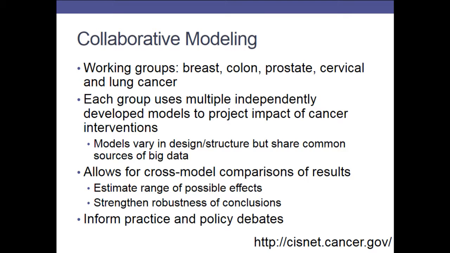The network includes working groups for each of the different cancer sites. So there's a breast group, colon, prostate, cervical, and lung. Within each group, there are multiple independently developed models that are designed to project the impact of cancer interventions. Each of these models varies in its design and structure, but they all share common sources of big data that the group has agreed upon. This collaborative approach allows for cross-model comparisons of results, which allows us to estimate the range of possible effects of an intervention and strengthens the robustness of conclusions, which can then be used to inform practice and policy debates.